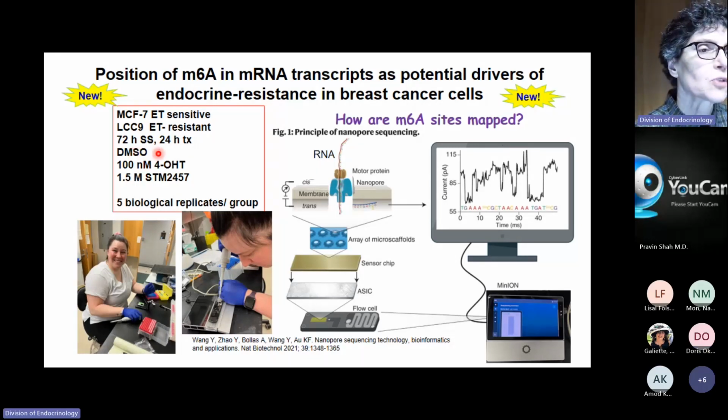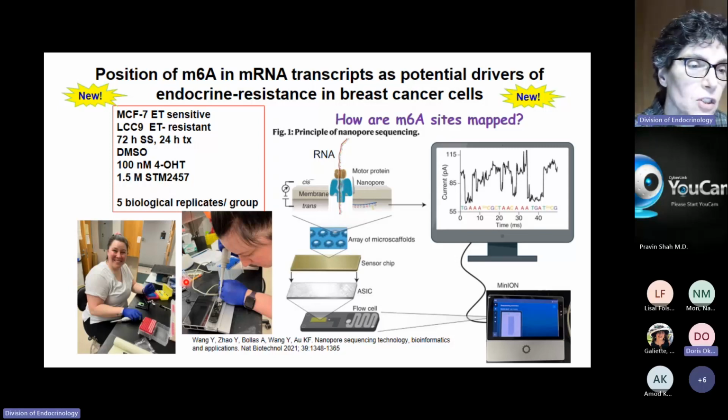And then the cells were treated for 24 hours with a vehicle control, DMSO, 100 nanomolar 4-hydroxytamoxifen, which is a concentration of 4-hydroxytamoxifen that is found in patients' tumors who are taking oral tamoxifen citrate. Oh, and that's a micromolar, 1.5 micromolar STM2457. And we prepared and ran 5 biological replicates per group.